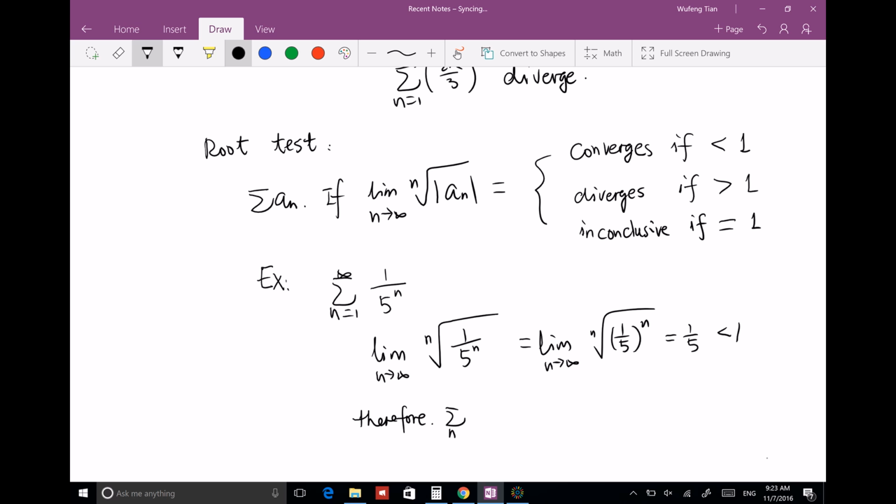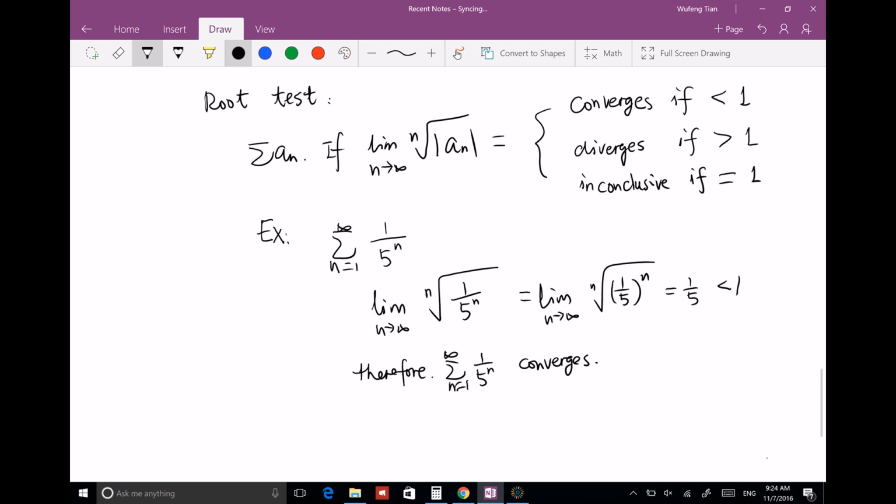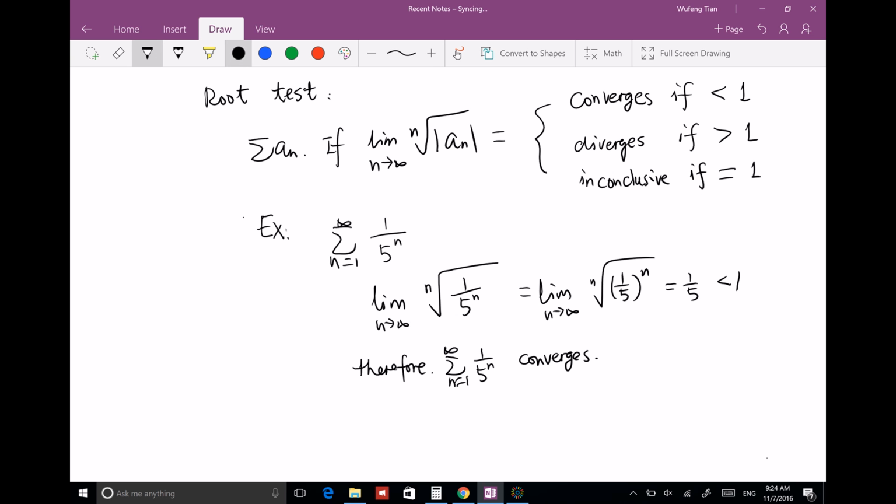You can use the ratio test on this one as well. It also equals 1 over 5. Okay, so the second one: the sum from n equals 1 to infinity of 1 over n to the power n.